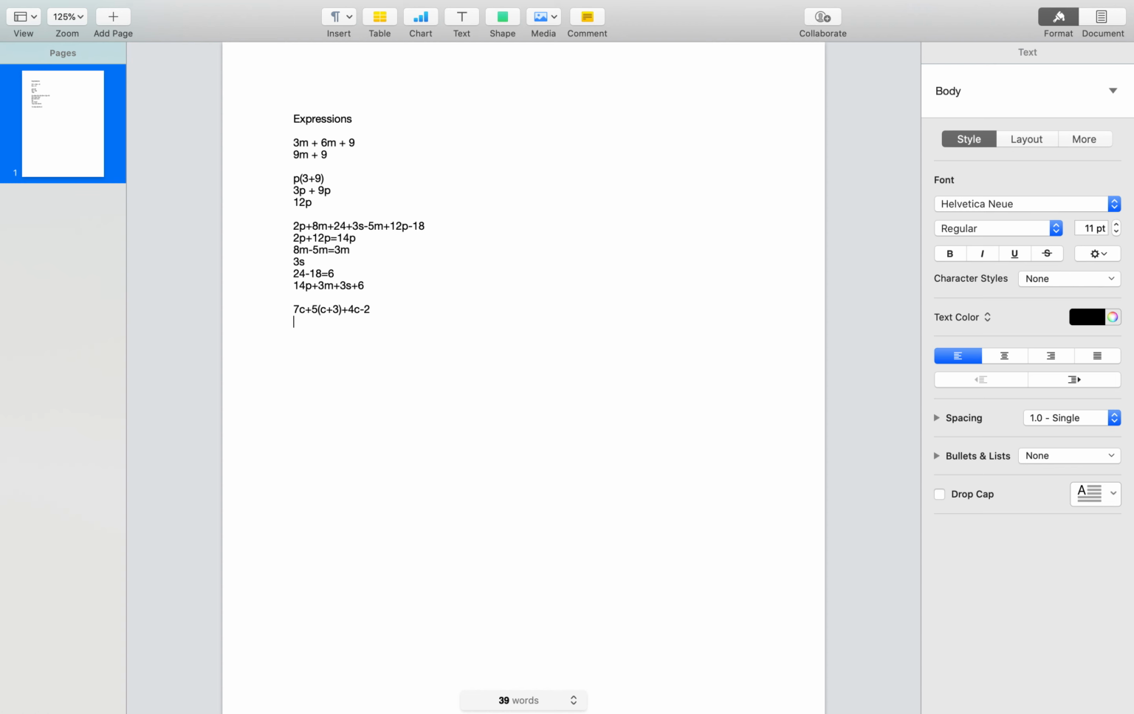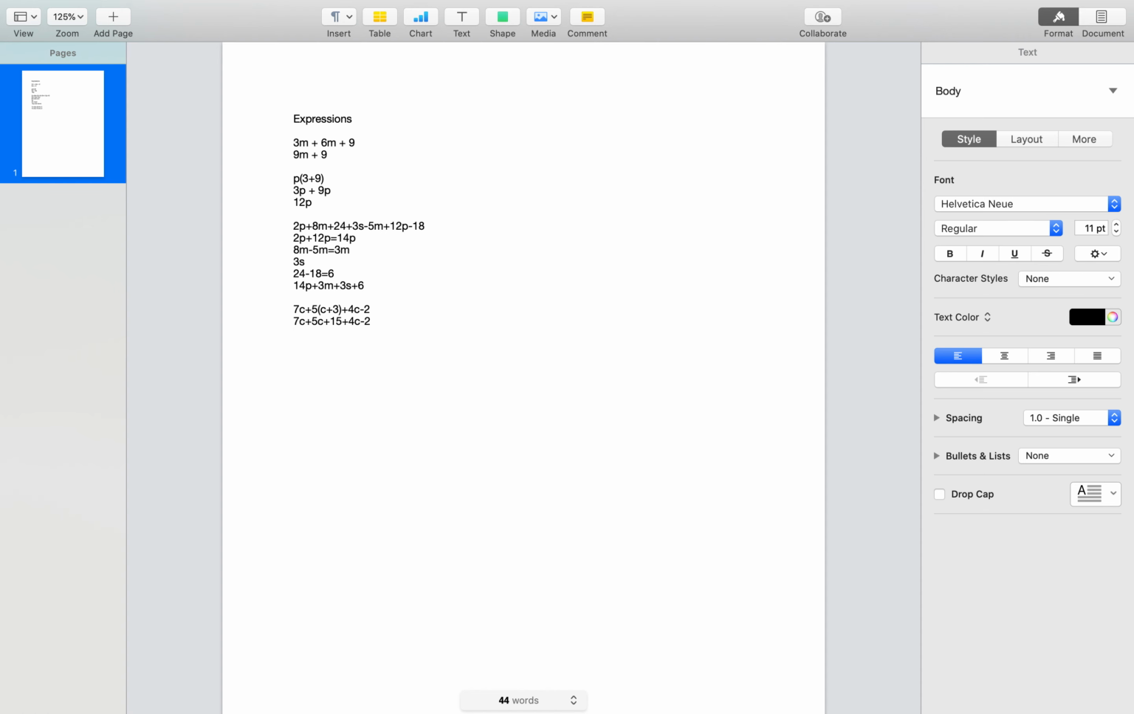So if you notice in this problem, there are parentheses. So what you're going to do is use your distributive property, and you're going to distribute this 5 to the c and the 5 to the 3. So your new expression becomes 7c plus 5c plus 15 plus 4c minus 2.